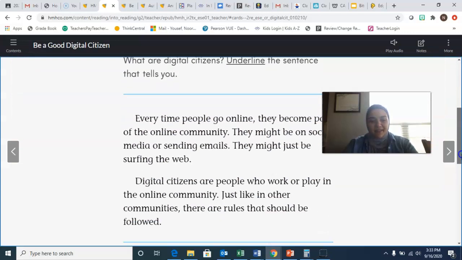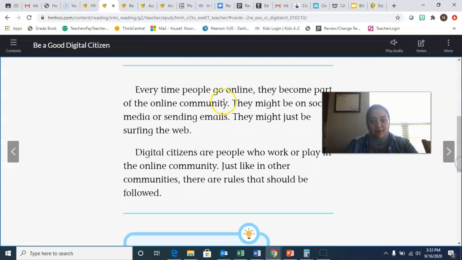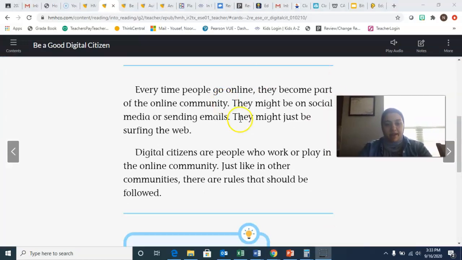All right. Every time people go online, they become part of the online community. They might be on social media or sending emails. They might be surfing the web. Digital citizens are people who work or play in the online community. Just like in other communities, there are rules that should be followed.